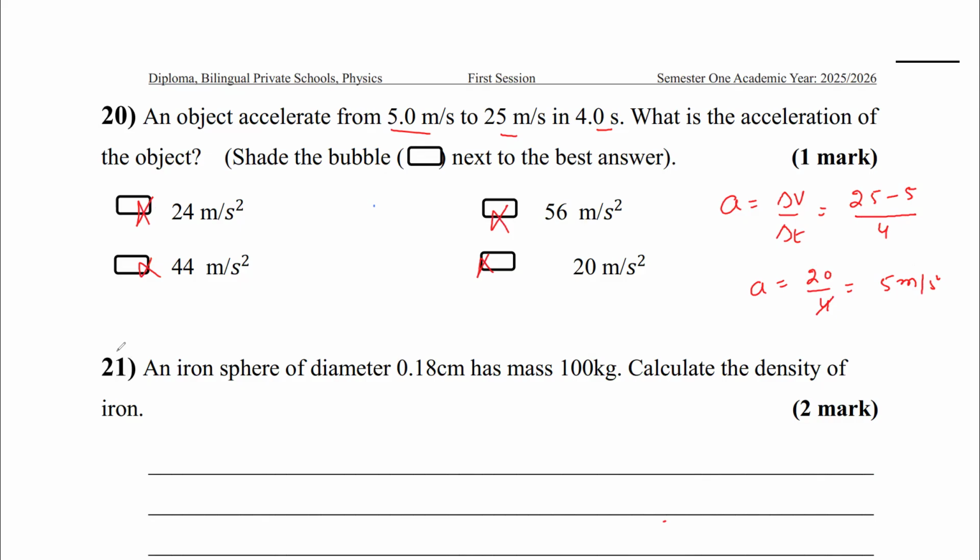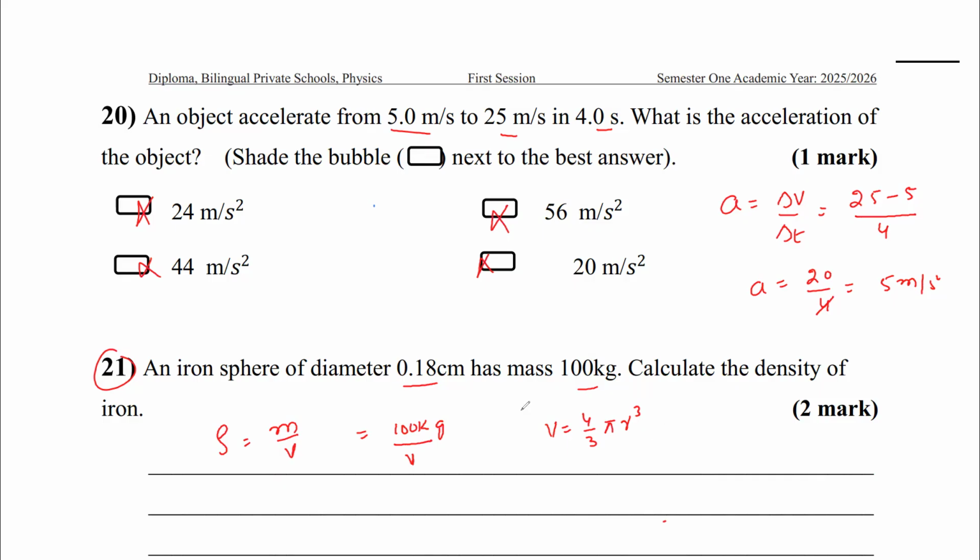Question number 21. An iron sphere of diameter 0.18 centimeter has a mass of 100 kilograms. Find the density. Remember one thing, we know the formula of density. Density is equal to mass per unit volume. Here the mass is 100 kg. And we know that the volume is V equal to 4 divided by 3 pi r cubed. Boys, remember, we have to memorize these formulas because they are not given in your exam.